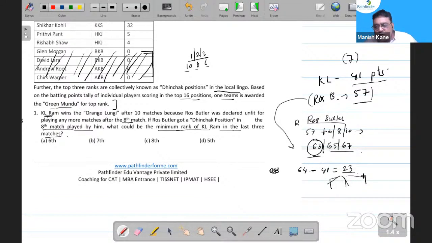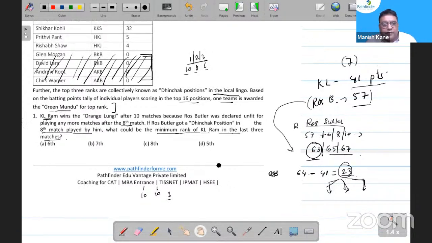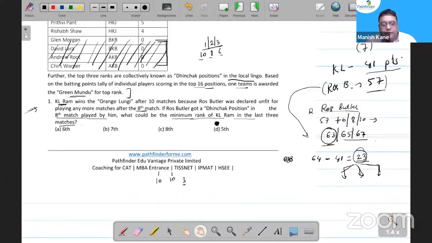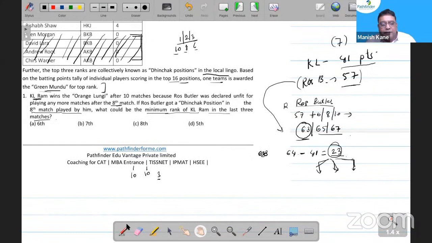So one thing is sure, if he wants a minimum rank in one of the matches, he has to have the maximum rank in the others. See, 23 total can be obtained in several ways. For example, 10, 10, 3. This will give me 23. 10 is rank 1, another 10 is rank 1. 3 means which rank? See, if you have to have 3 points, your rank must be 6. Correct? You must have a 6th rank. Is this point clear to you?